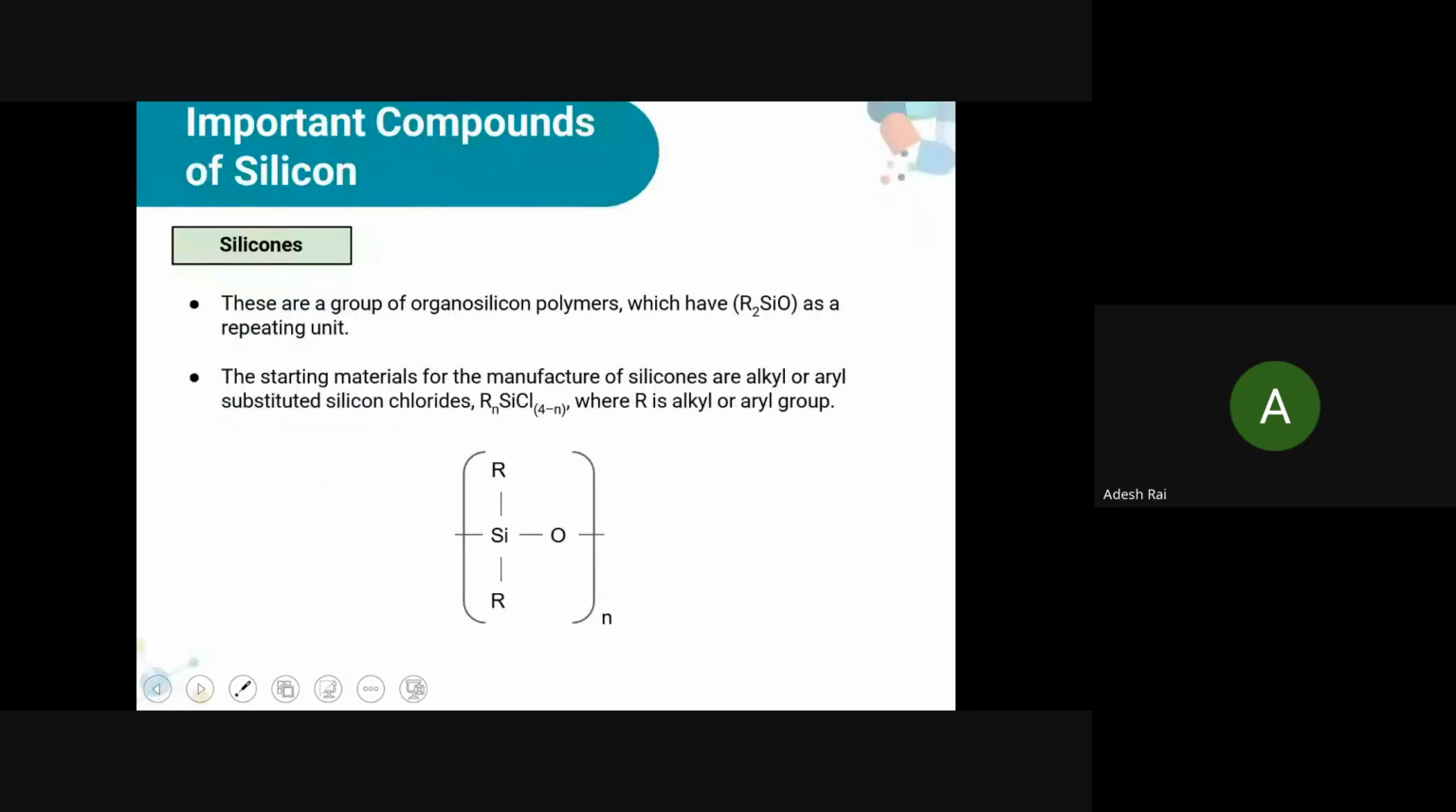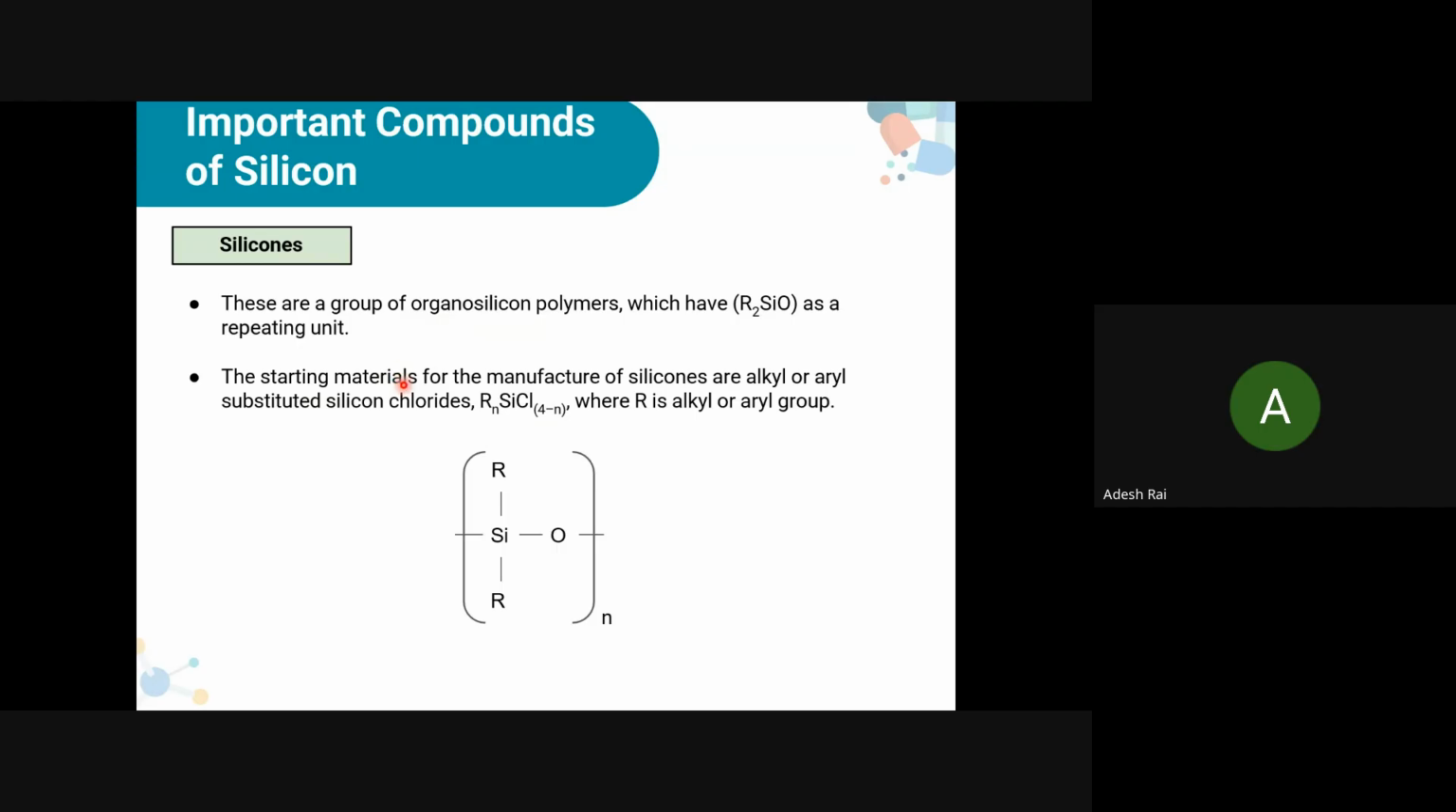Okay. Now, another compound of silica is silicones. These are a group of organosilicon polymers. Now, what is organosilicon? Along with silicon, we also have carbon in that. The carbon framework is represented by R, the alkyl framework. So these are a group of organosilicon polymers which have R2SiO as a repeating unit. This is the repeating unit for silicones. And R here represents the carbon framework. Therefore it is called organosilicon polymers.